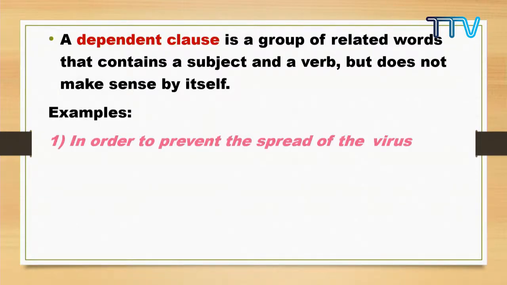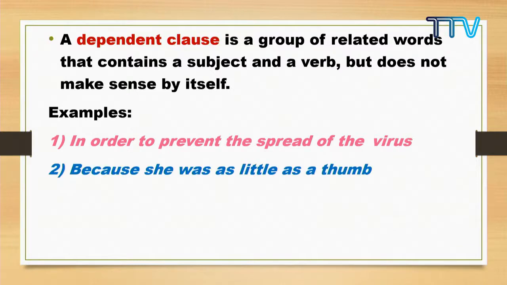In order to prevent the spread of the virus. Okay, now this is a group of words and you can see undoubtedly they are all related, isn't it? In order to prevent the spread of the virus. But do you think this conveys something? Is it complete? No. You feel like there's something missing. We want to say something else, isn't it? In order to prevent, what should we do? Okay, so this is a clause, but it is not independent. It is a dependent clause.